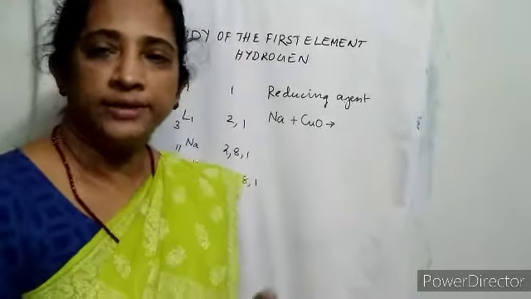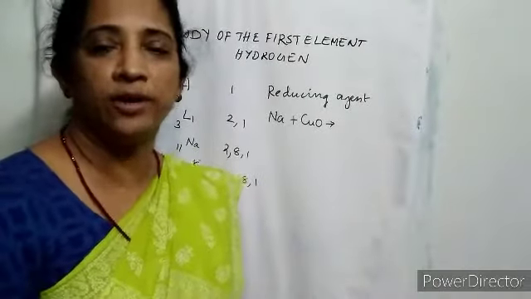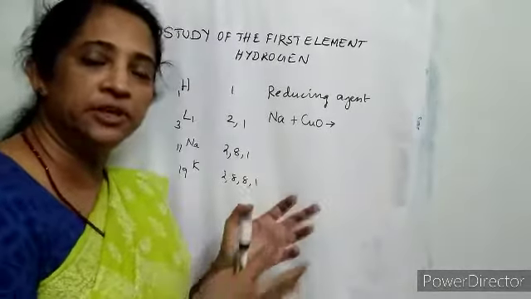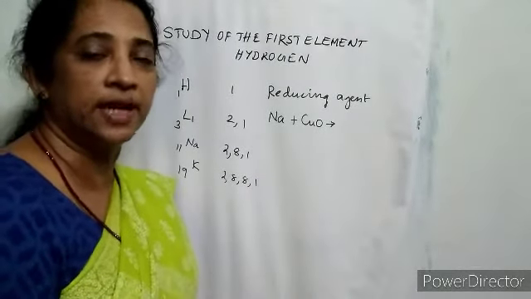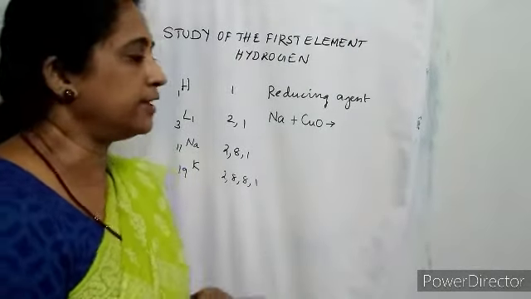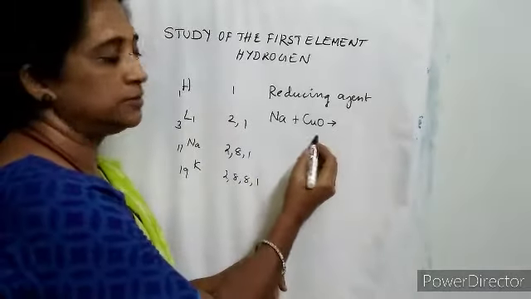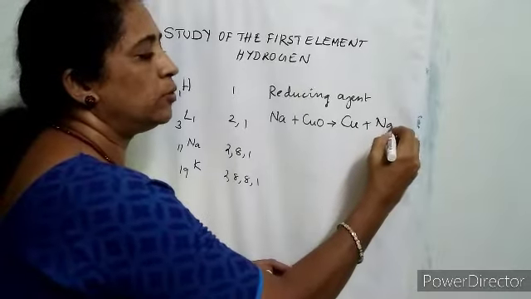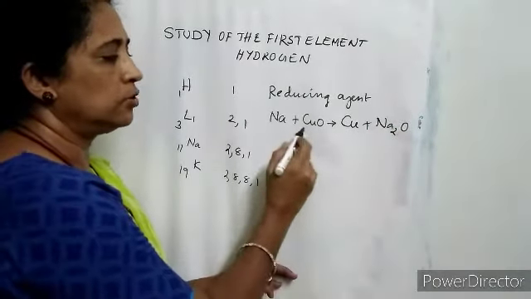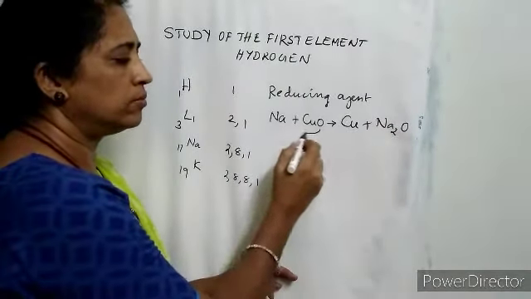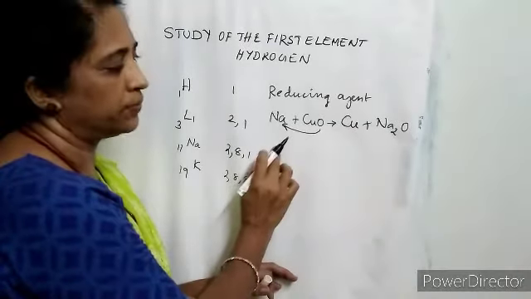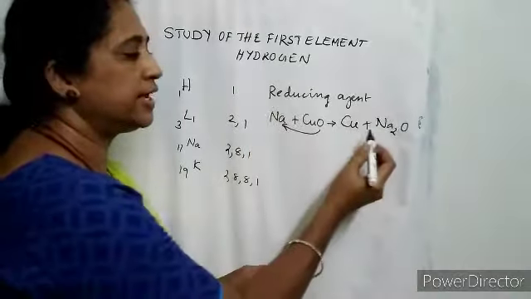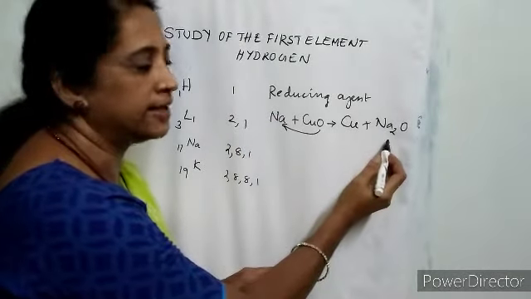Next point, alkali metals are strong reducing agents. Reducing agents are substances which remove oxygen from other substances and undergo oxidation. For example, when sodium reacts with copper oxide, copper plus sodium oxide are formed. From copper oxide, sodium takes oxygen. So we can say that sodium acts as a reducing agent and undergoes oxidation.